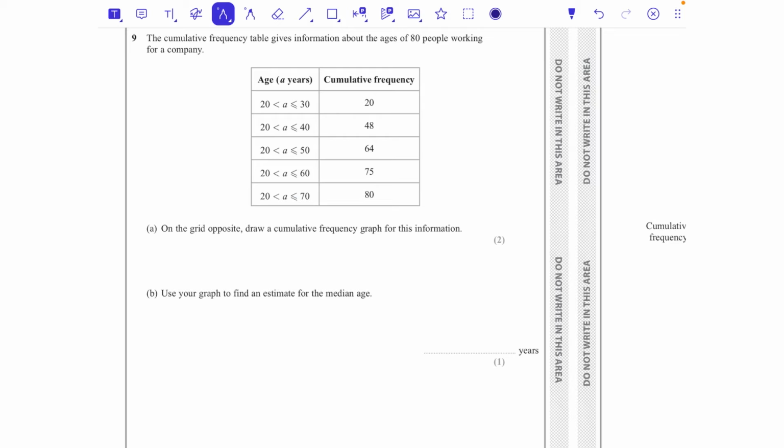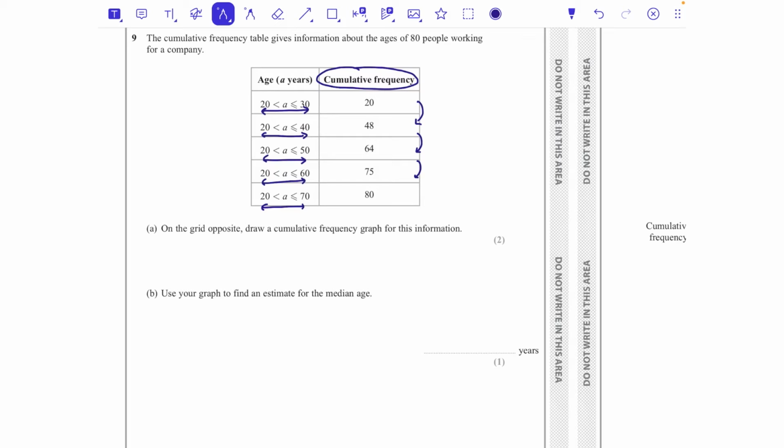Fabulous. Question number 9. The cumulative frequency table gives information about the ages of 80 people working for a company. A couple of things to note is that they've already done the cumulative frequency for you. So notice that the categories go from 20 to 30, 20 to 40, 20 to 50, 20 to 60, and 20 to 70. So they've already done that adding up process for you, okay? So you don't need to do the adding up. Sometimes you have to do it, sometimes they've done it for you.